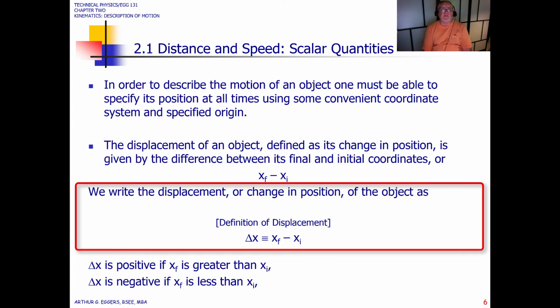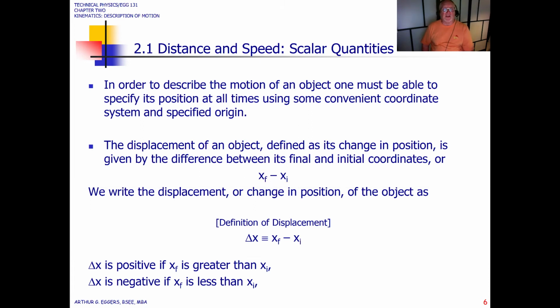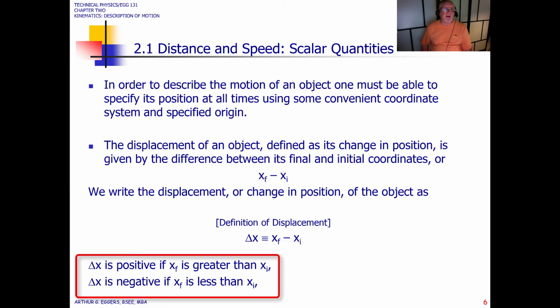We write the displacement or the change of position of the object as a displacement. So the definition of a displacement is delta x, and the 3 bars mean it's by definition x final minus x initial. So in cases where you see that delta x and you have to do a calculation, you are going to substitute x final minus x initial for that relationship. Delta x is positive if x final is greater than x initial, and delta x is negative if x final is less than x initial.